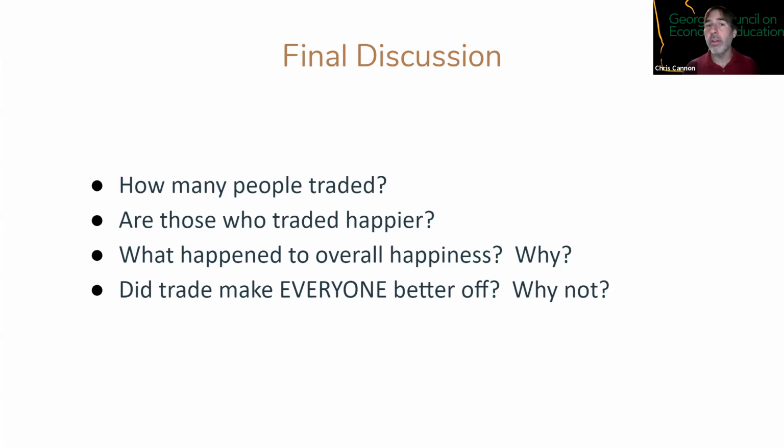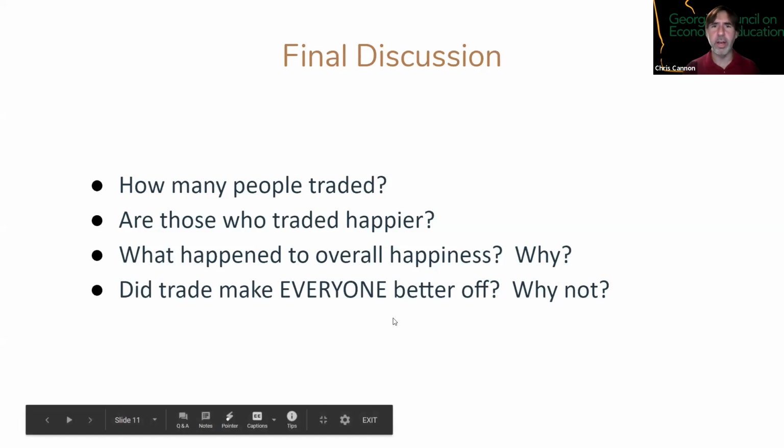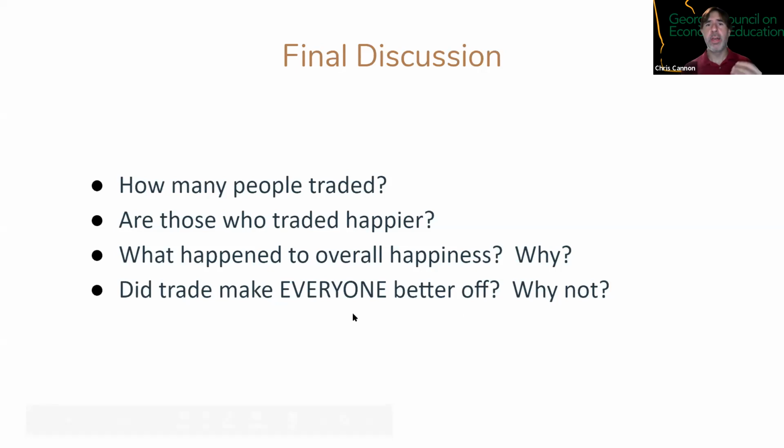But Honduras has strawberries, so if I could get strawberries from Honduras, I can eat strawberry shortcake year round. That kind of stuff. So we can move items around a lot better through trade. This last bullet is very important. Did trade make everyone better off? In this case, almost yes. But in real life, no, not necessarily.